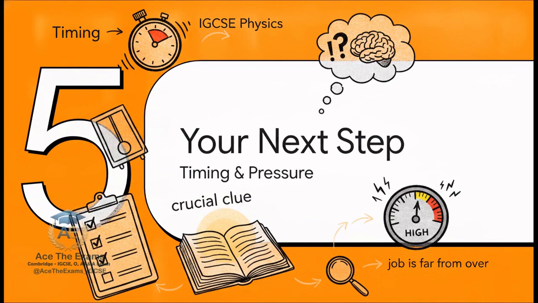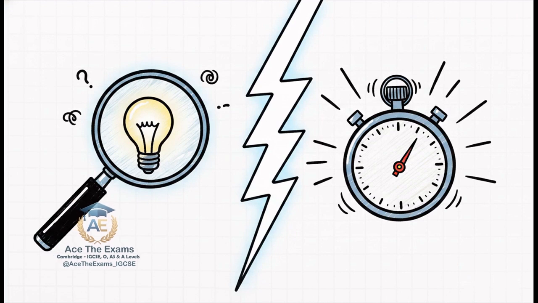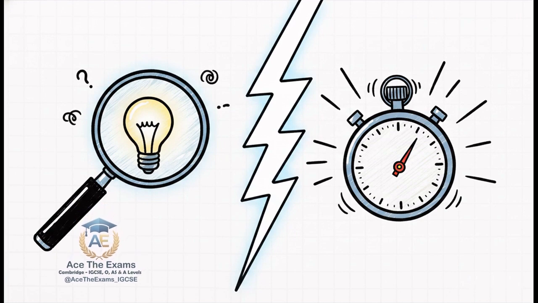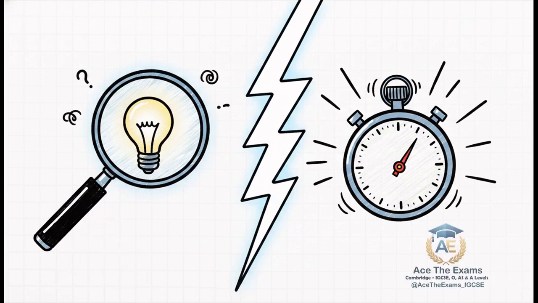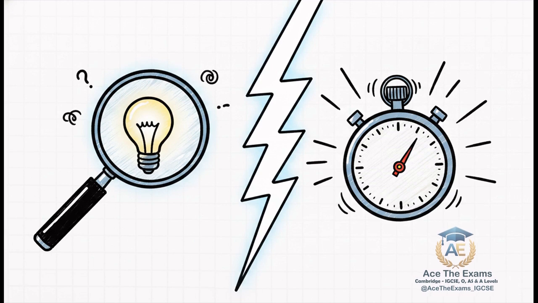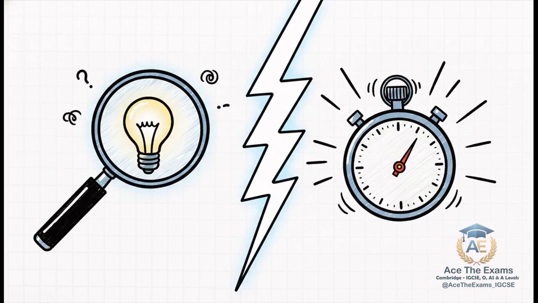Which brings us to Section 5, your next mandatory step, dealing with timing and pressure. So you now possess the framework and the checklist, but we have to reveal that crucial clue we teased earlier and explain why our job is far from over. That missing clue I mentioned? It is always hidden in the command word itself. Words like describe, explain, calculate, and evaluate dictate entirely different response structures.